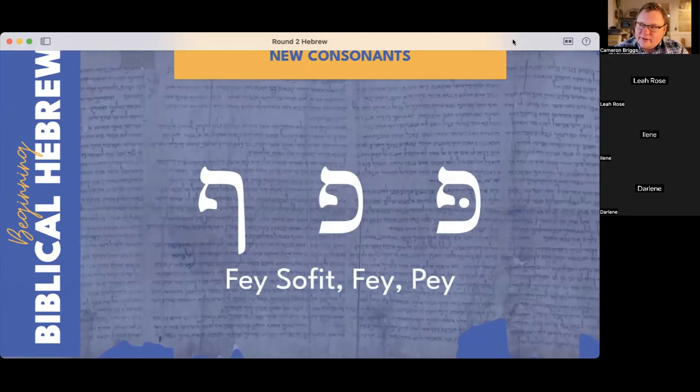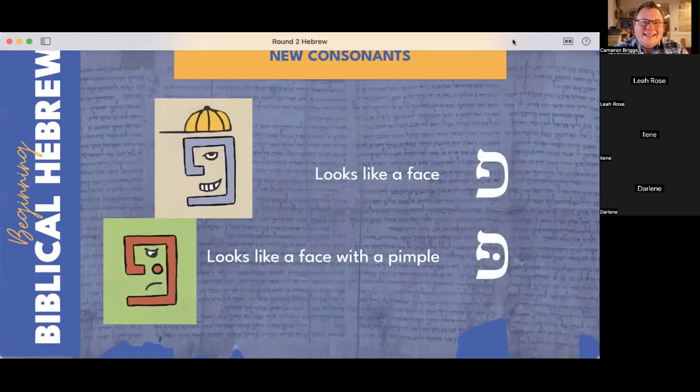The only difference between those first two is that one has a dagesh and one doesn't, which means that one of them has the plosive sound while the other one has the fricative sound. And so these are exactly like we would expect them. Pay is the plosive p sound, the equivalent of p in English, and fey is the equivalent of f in English, that f sound.